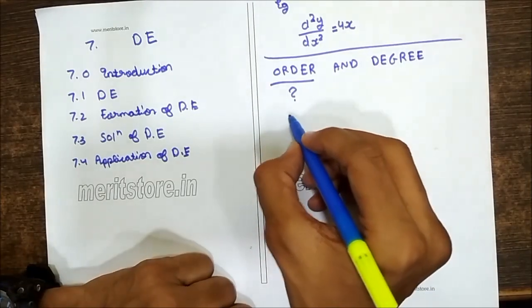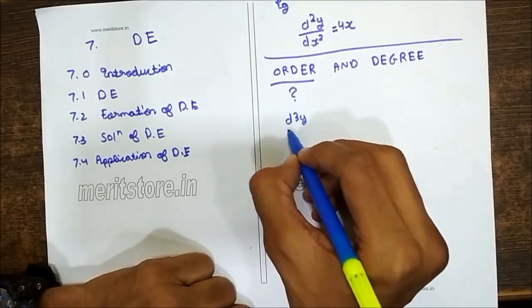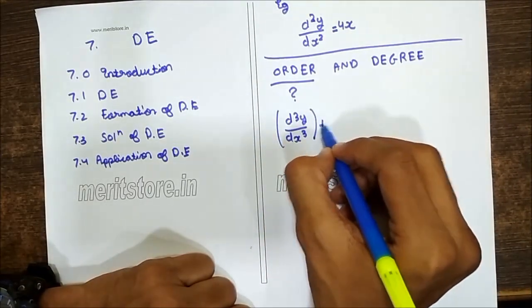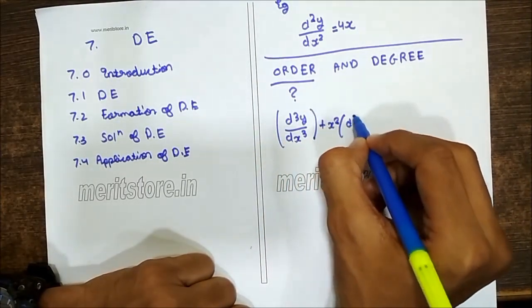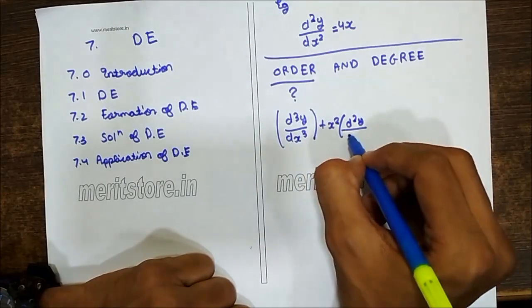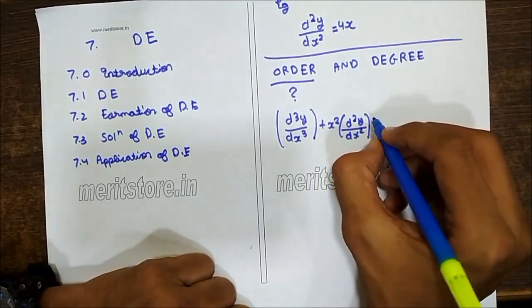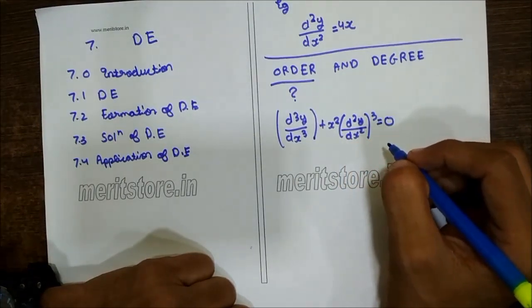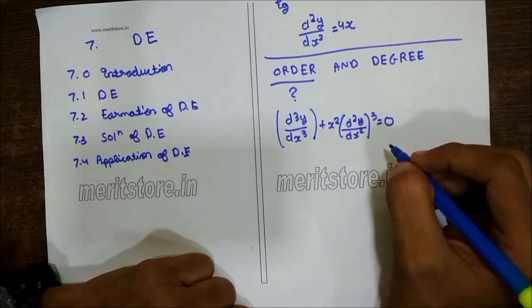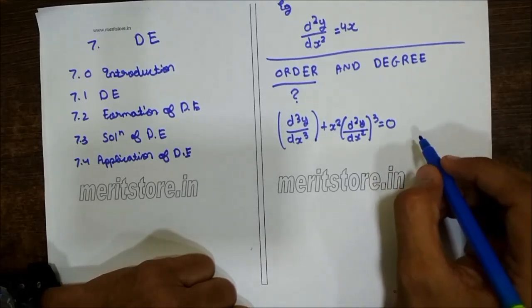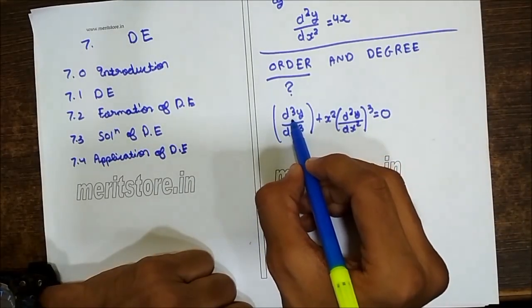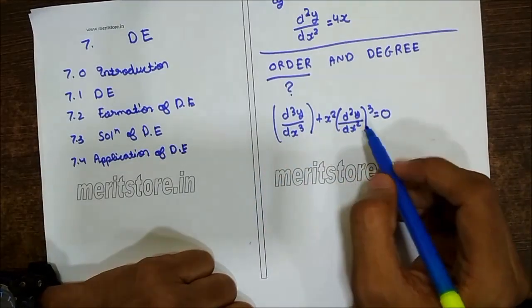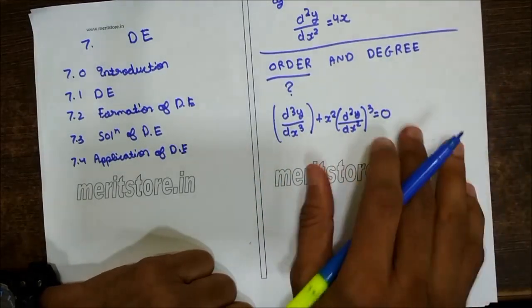Let's say for an example, here in this equation, the highest order derivative is 3, because you can see the highest order derivative is 3. The second highest order derivative is 2. So that is the order of a differential equation.